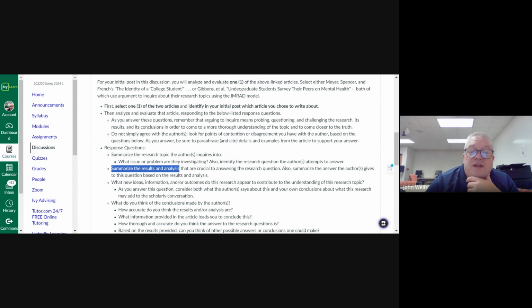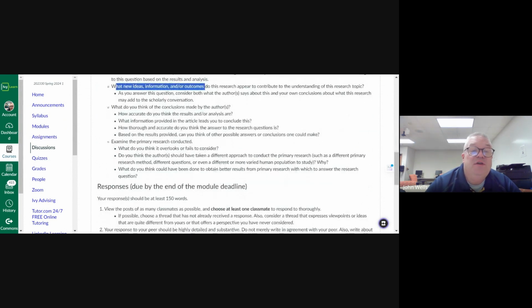Summarize the results and an analysis that are crucial to answering that question. It's not just that the author said this, the author found this. It's the author found this and it says something about the topic, or this is what the author found and why, and what they took from it or how they reacted to it. So it really asks you that next question: what new ideas and information did you find out of this? What comes out of this for you?